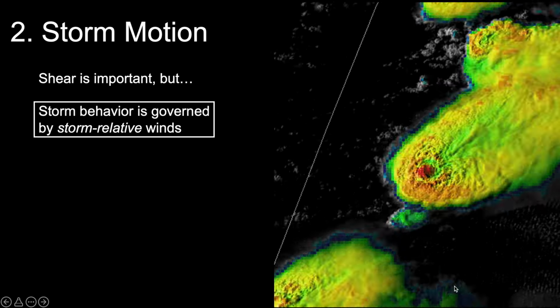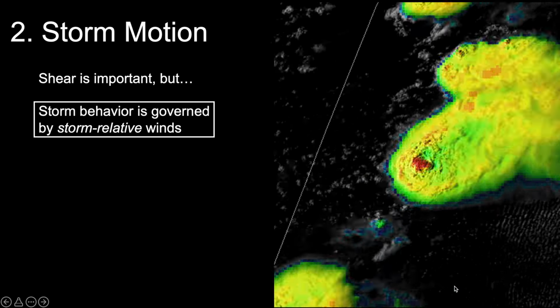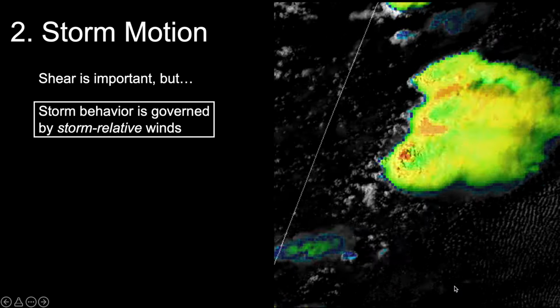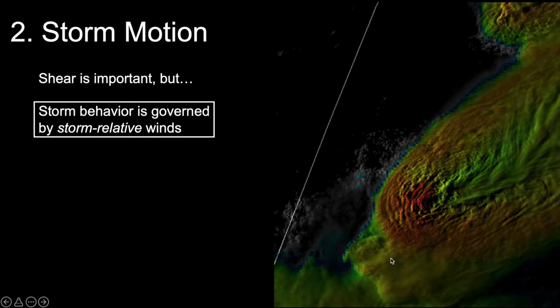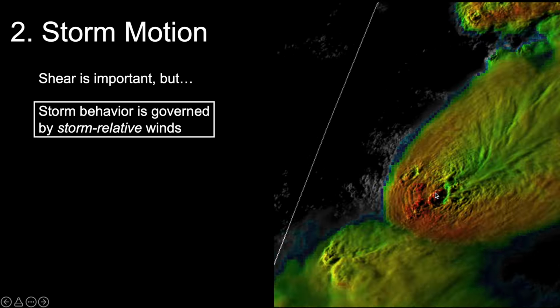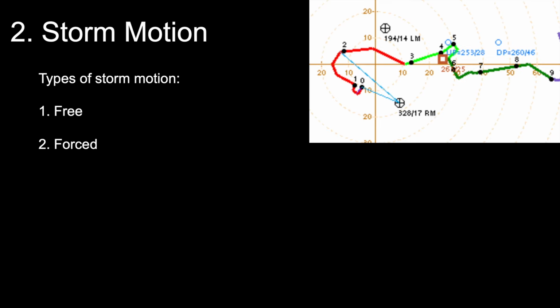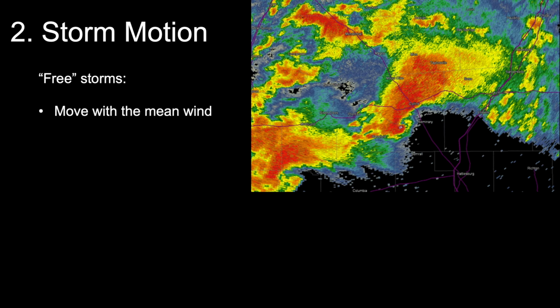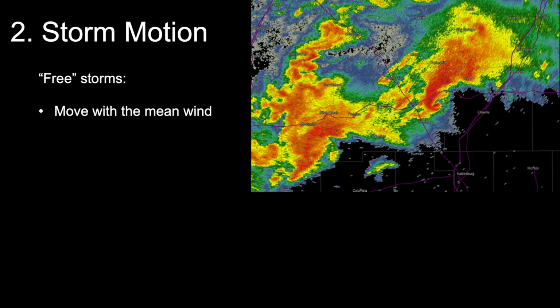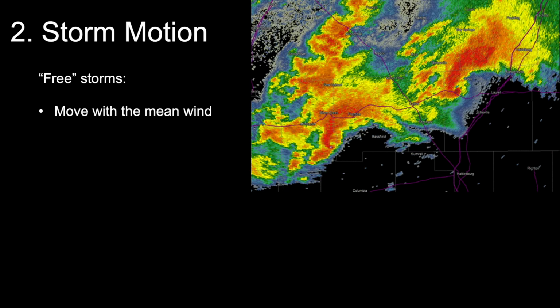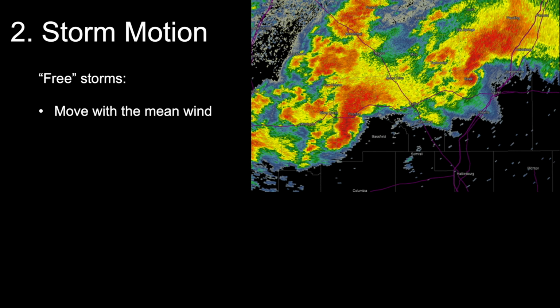But remember, storm behavior is governed by the storm relative winds that it feels from that shear profile. And that can vary for each and every one of these storms that's moving in every single which way in this loop here. And so I like to partition my storm motions into 2 varieties, so to speak, free and forced storm motions. So let's talk about free storms first. These are storms that move with the mean wind. They're freely allowed to move wherever the wind carries them, so to speak.